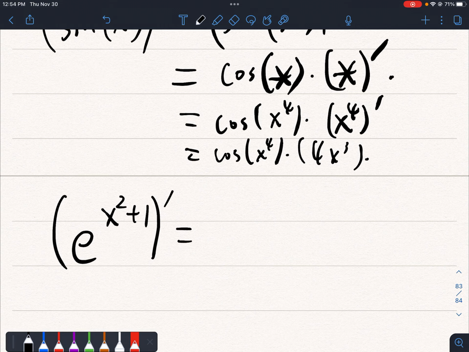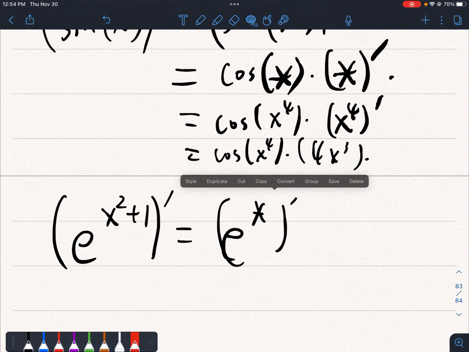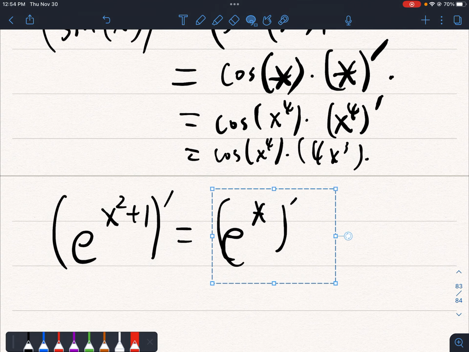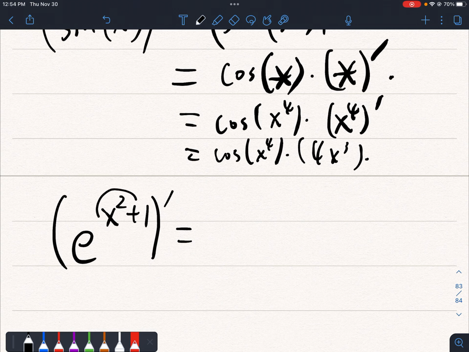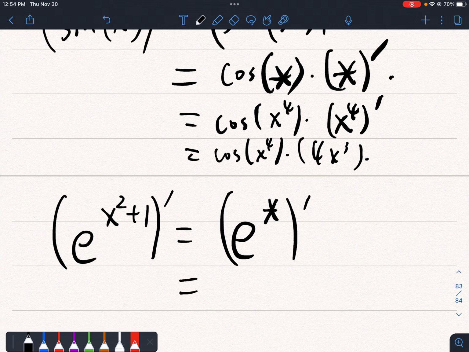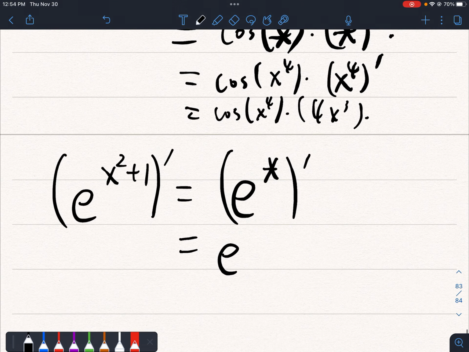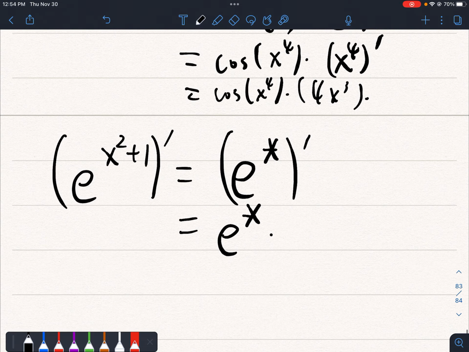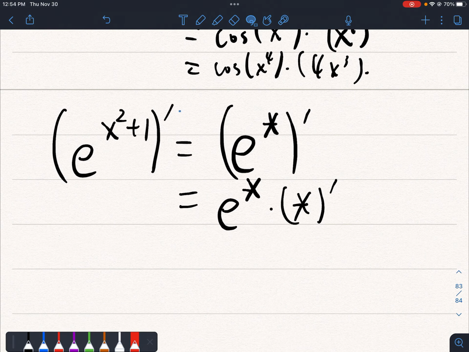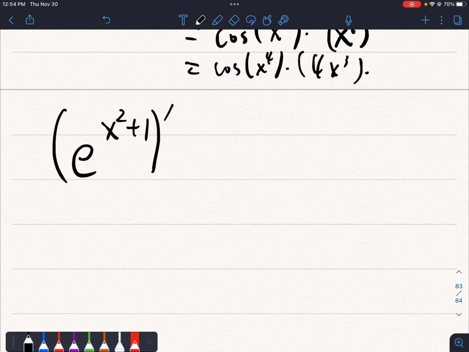Okay. So what about e to the power of something? Let's say e to the power of x squared plus 1. What is its derivative? Well, it is e to the something, right? So then we first take the derivative of e with respect to this variable. Let me first write it down slowly, and then we'll be more familiar. Because the derivative of e to the something is e to the something itself, this is again e to the star. Again, we need to multiply by the derivative of the star.